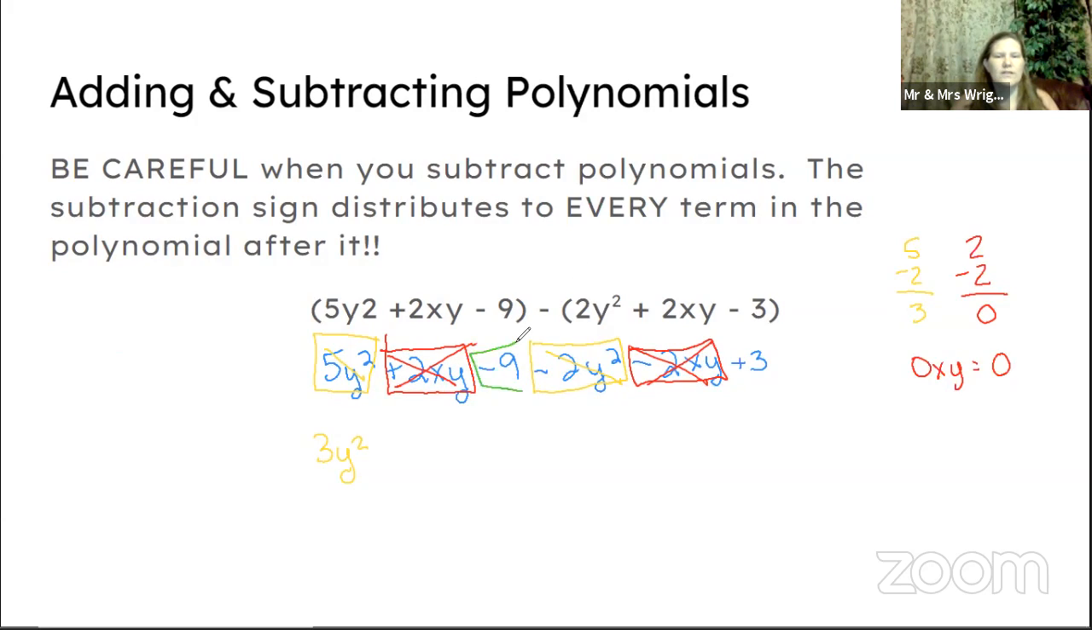Then we've got our constants, -9 and +3. Different signs, we're going to find the difference. 9 minus 3 is 6. Our answer is going to take on the sign of the larger number. 9 is larger than 3, so it's going to be a -6. So 3y squared minus 6. And that is our final answer when we subtract these two polynomials.